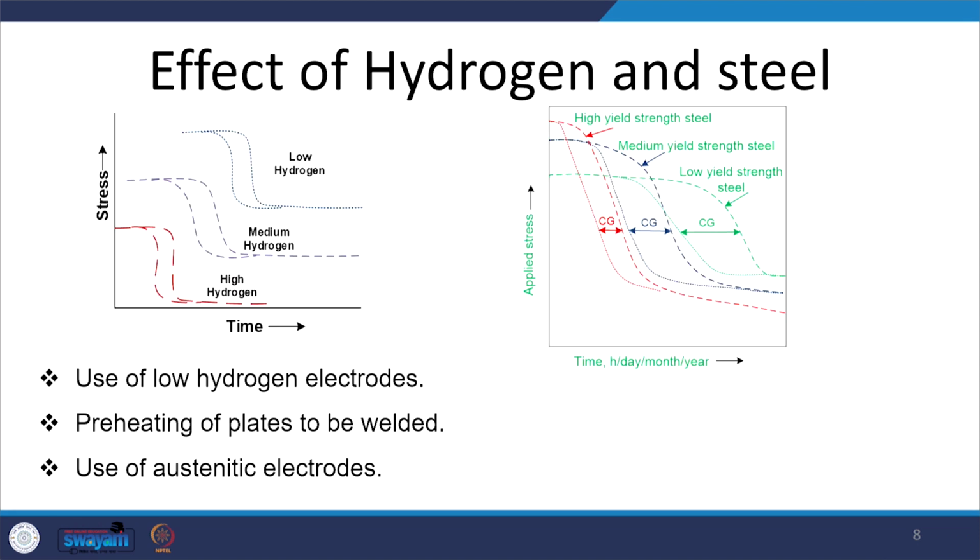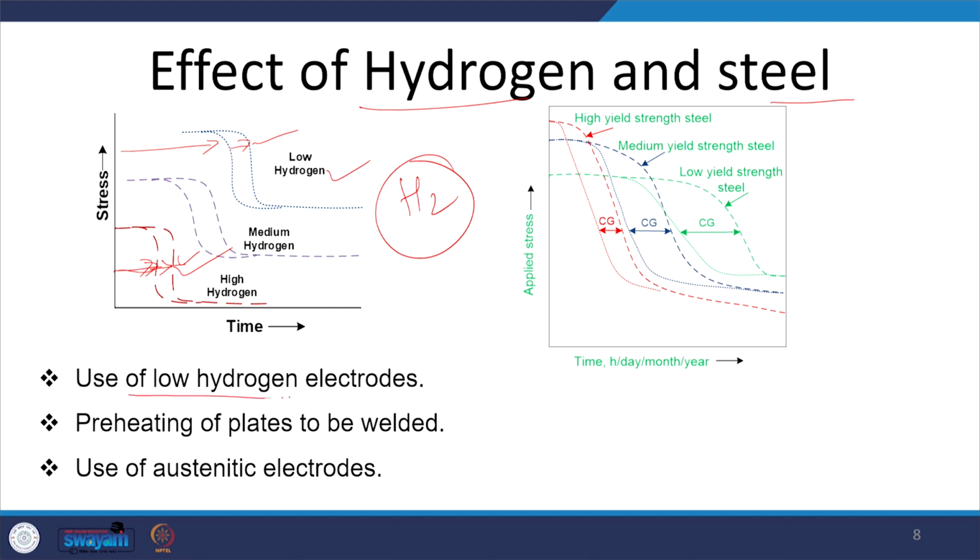What this diagram shows is the effect of hydrogen and the material strength. When the hydrogen content is low, it takes very long to nucleate, then propagate, and then cause the final fracture. But when the hydrogen content is extremely high, for a given stress level, the cracks nucleate early, easily, quickly, and then the fracture is caused quickly. So it is very important that hydrogen content in the weld zone, either in the weld metal or in the heat affected zone, is minimized. This is the key.